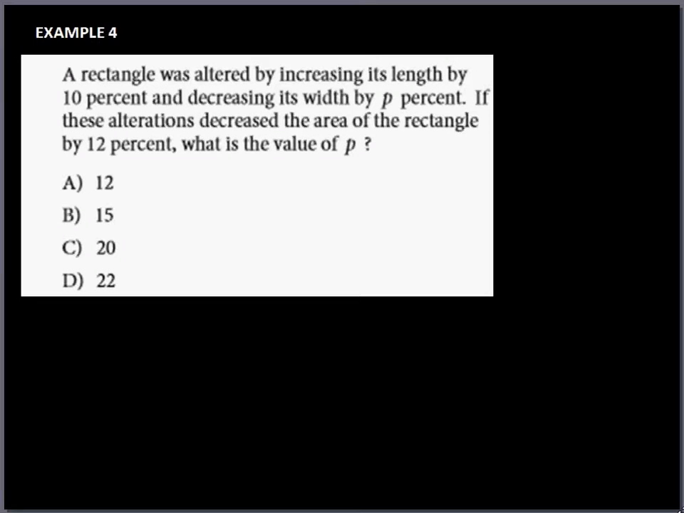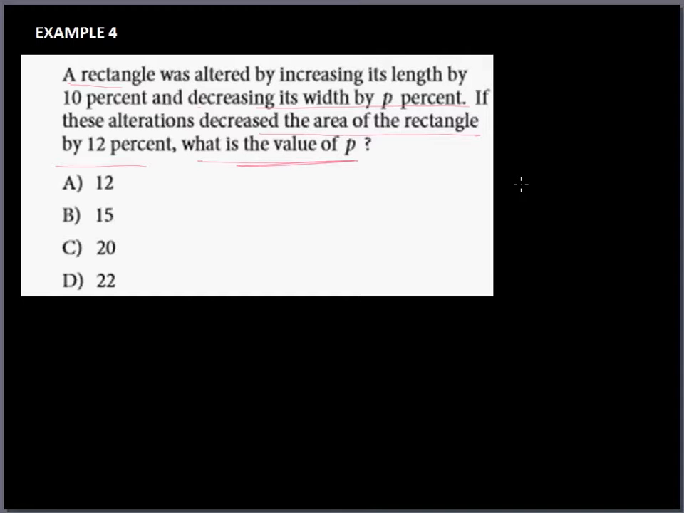Okay, let's take a look at example 4. This problem may be one of the few problems that some of you struggle with, but you can always adopt a very simple strategy to solve this problem. So let's take a look at the problem itself. A rectangle was altered by increasing its length by 10% and decreasing its width by p%. If this alteration decreases the area of the rectangle by 12%, what is the value of p?